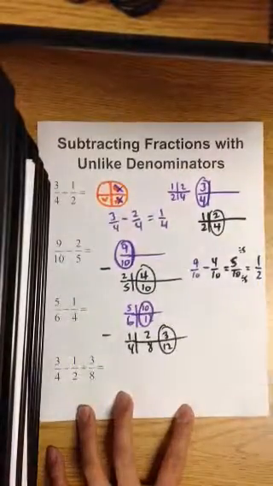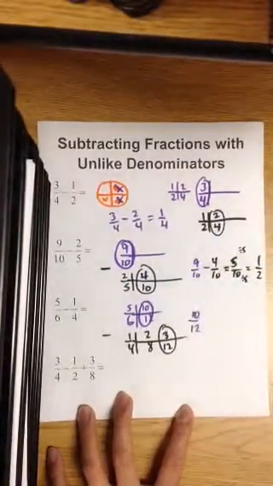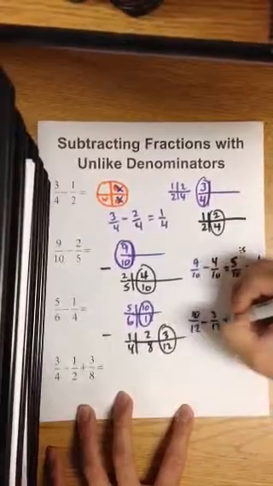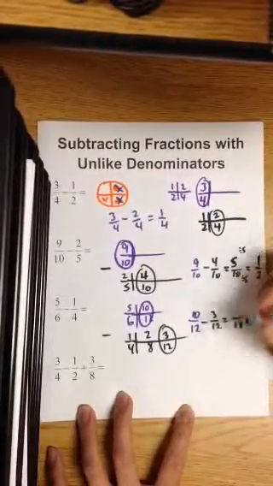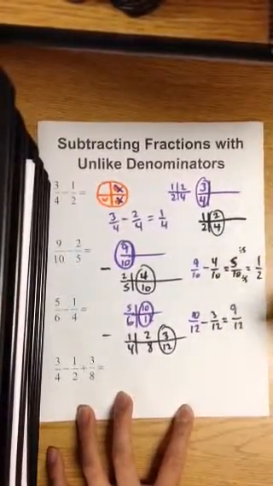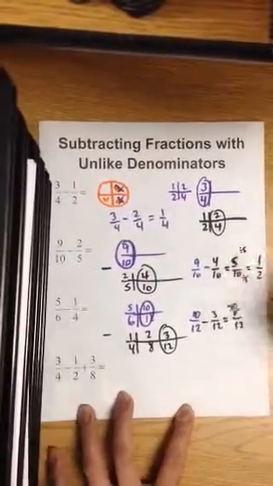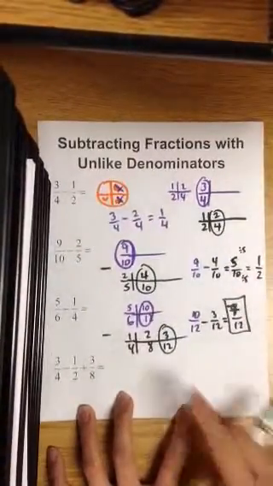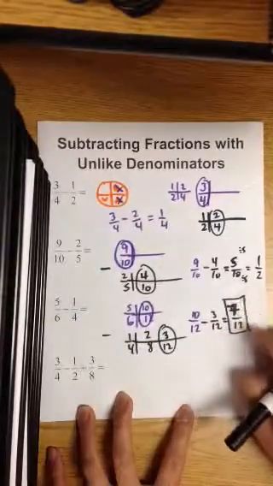I apologize. So what is 10/12 take away 3/12? Keep the denominators the same. Subtract the numerators. 7/12. So 10/12 take away 3/12 is 7/12.